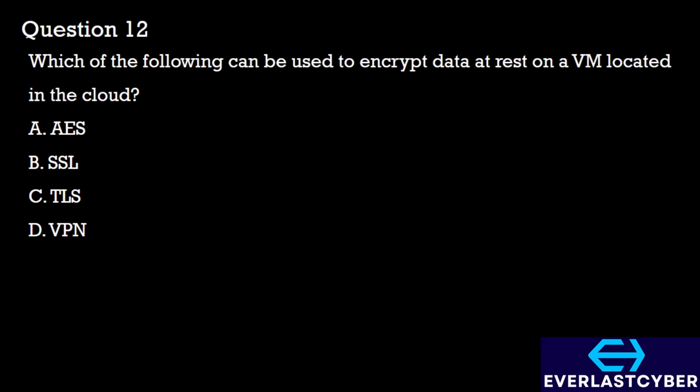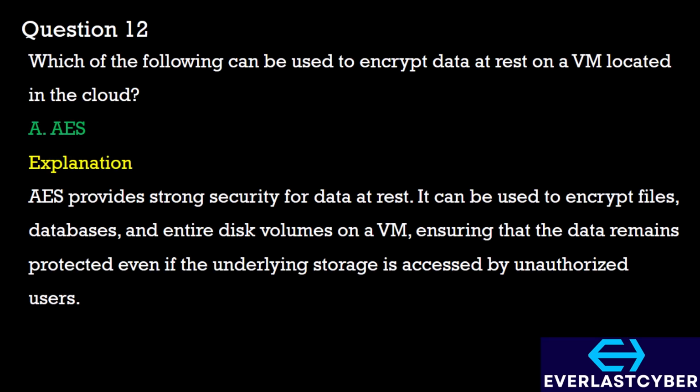So the best option to go with here is option A, the Advanced Encryption Standard. It is used to encrypt data at rest because it ensures that all the files are encrypted, the database is encrypted, as well as the entire disk volume on a VM. So it ensures that the data remains protected even if the underlying storage is accessed by unauthorized users. The files are encrypted, so the unauthorized users will be unable to read the files or even view the contents of the database.